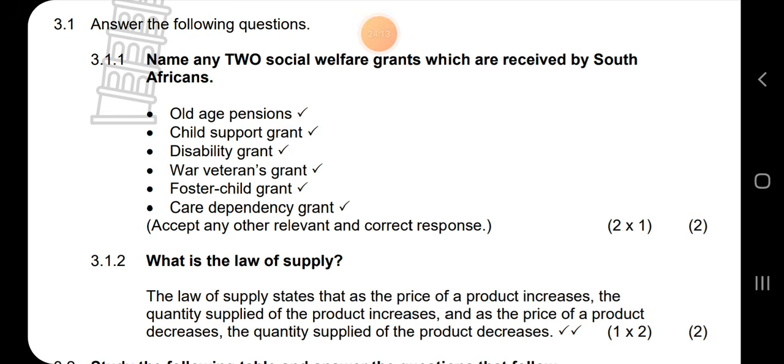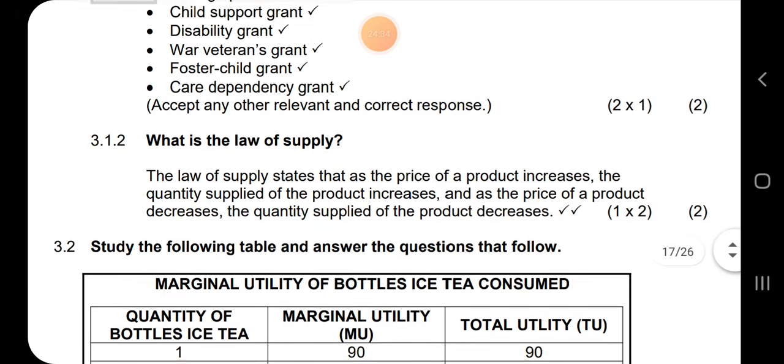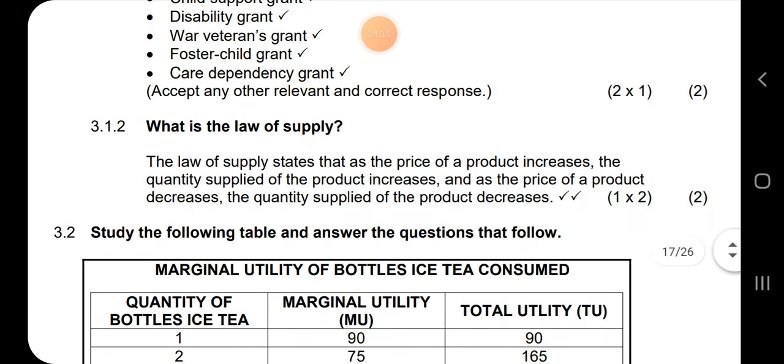Number 1 is old age pension, child support grant, disability grant, war veteran grant, foster child, and now we have the SRD, the one that came with COVID. It's also a social grant. So we have 3.1.2 says, what is the law of supply?